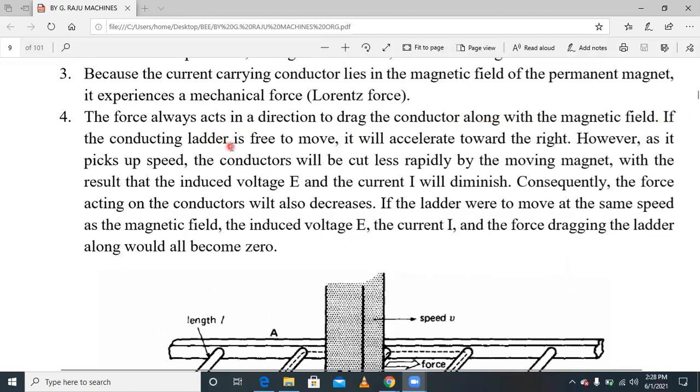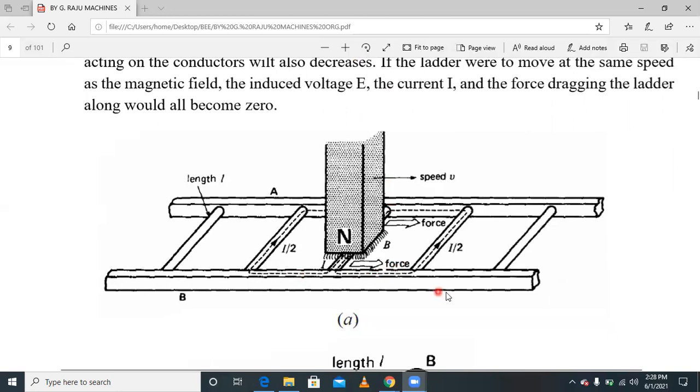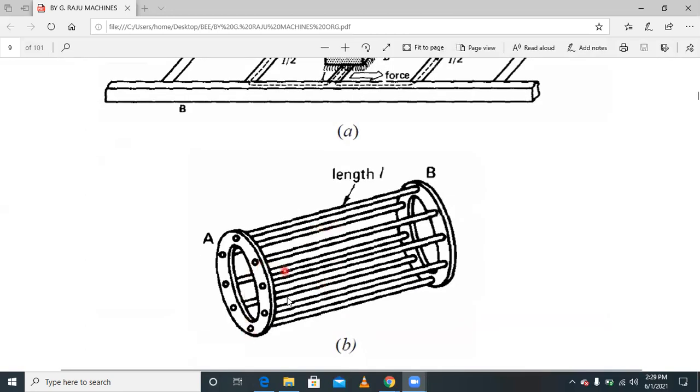If the conductor ladder is free to move, understood? This is called the rotor. The rotor is rotating. The rotor is placed on bearings, that's why the rotor is free to move. Right? This rotor is freely moving. The bars and end rings are connected to the shaft, and then the shaft is placed on bearings. That's why this rotor is freely moving.